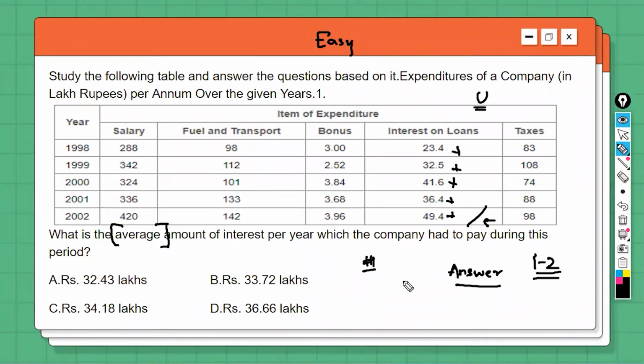How many of you don't know how to calculate average? Please type N in the chat box. If you know how to calculate average, please type Y in the chat box.